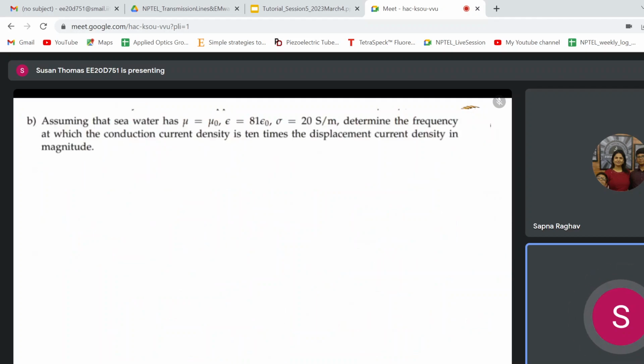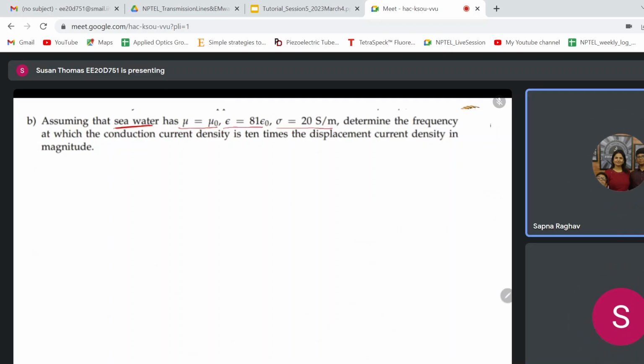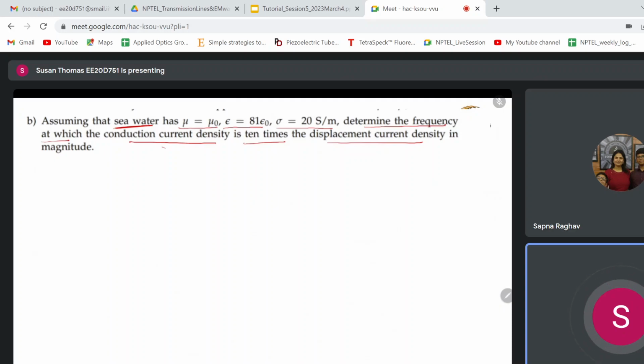Now we'll go back to that question which we skipped. Assume that sea water has mu equal to mu naught and epsilon equal to 81 times epsilon naught and conductivity. You know that seawater is conducting, so conductivity is 20 Siemens per meter. Determine the frequency at which the conduction current density is 10 times the displacement current density. So there are two terms, conduction current density JC and displacement current density JD. The condition here is JC is 10 times JD.